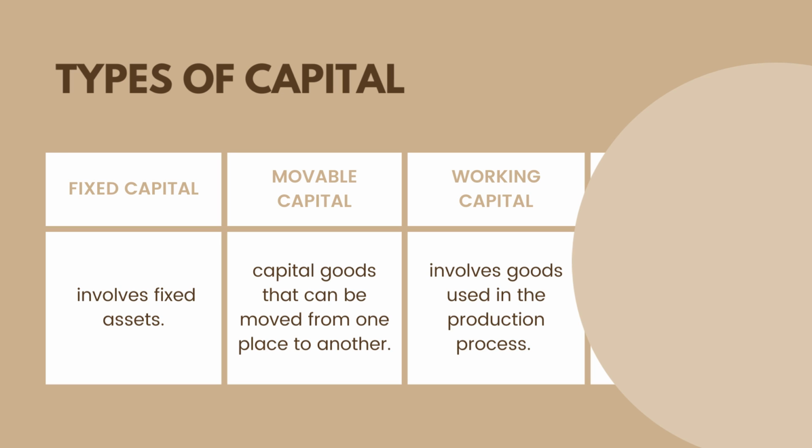Then we've got working capital. This involves short-term assets. The working capital is invested in short-term assets such as feed, fertilizer, chemicals, salaries, wages, seeds and fuel. This can also be called floating capital.